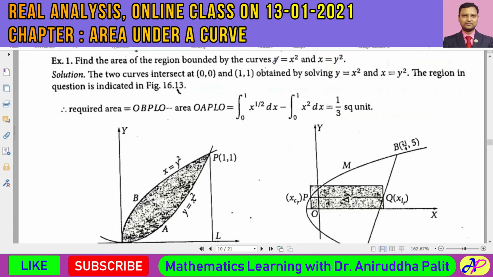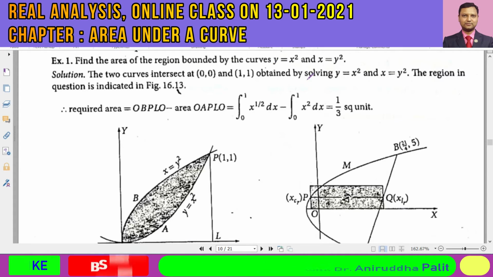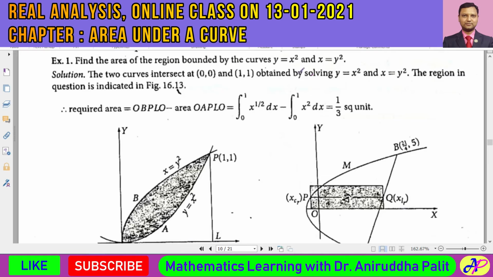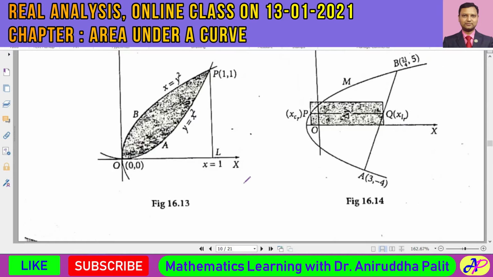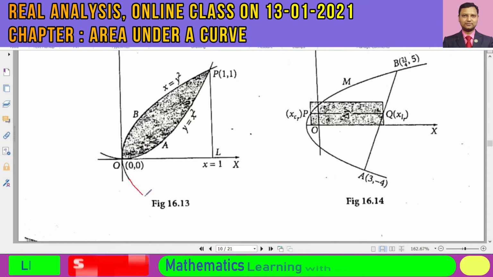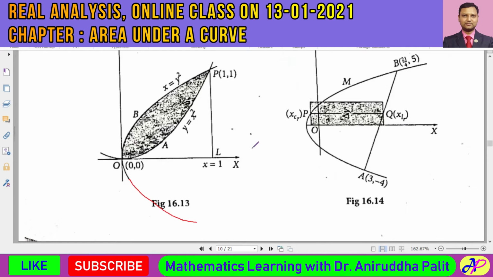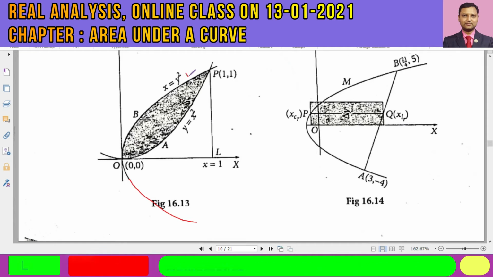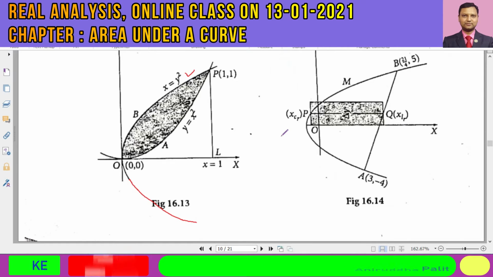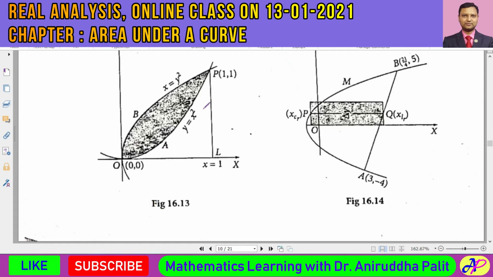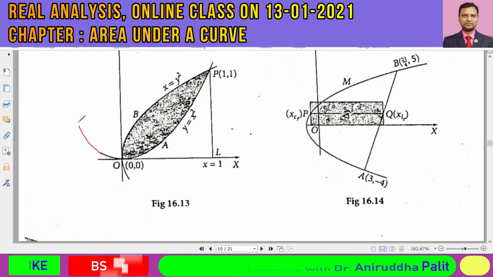Over here, we are given that we have to find out the area bounded by two curves, y is equal to x square and x is equal to y square. These are actually two parabolas. One is this kind of parabola, x is equal to y square, means this kind of parabola. And another, x square is equal to y, means this kind of parabola.